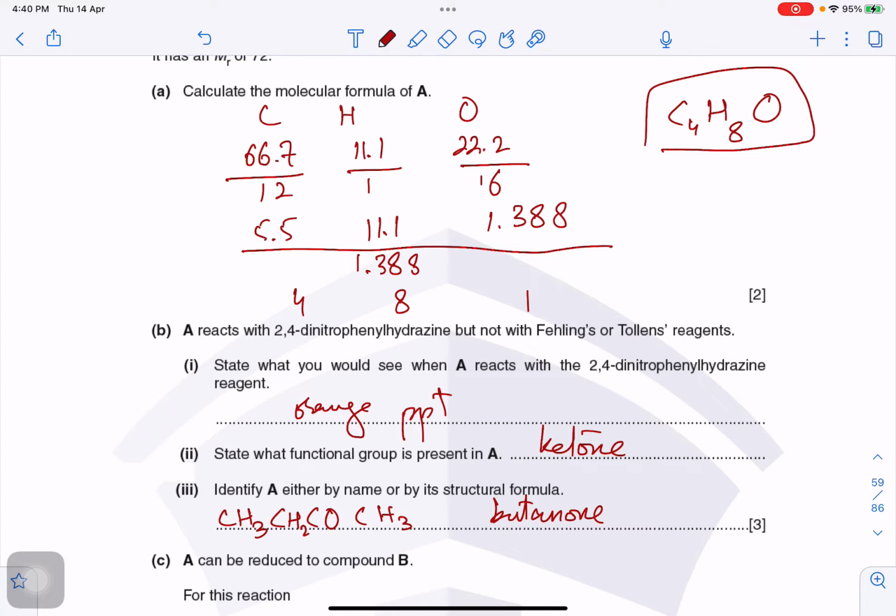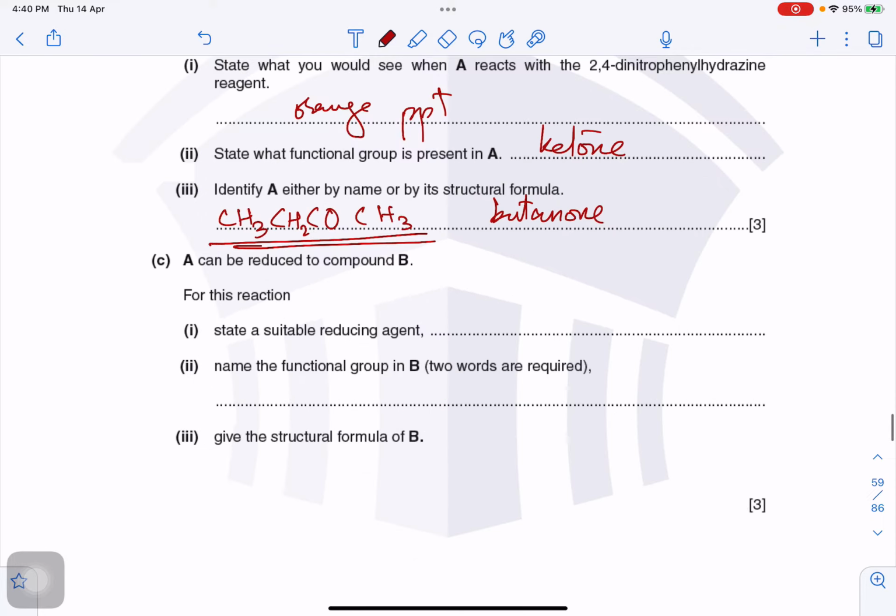Now make sure that if you name it, that's fine. But if you write the formula, you write the full structural formula like this. Do not write the molecular formula because they have specifically asked for structural formula. A can be reduced to compound B. Of course, ketones can be reduced by using a reducing agent. We know about two reducing agents, NaBH4 and LiAlH4. So just pick any one. NaBH4 is easier to use. LiAlH4, which is explosive in the presence of water, is slightly more difficult or dangerous to handle.